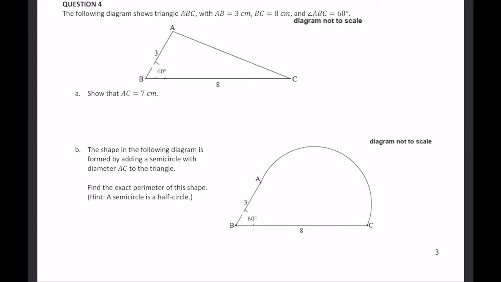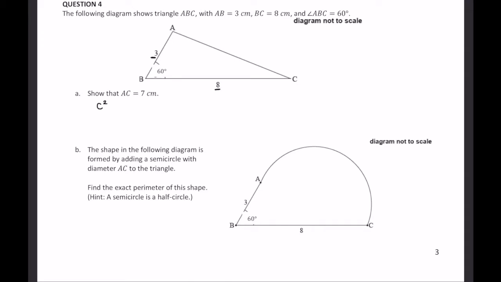Question 4. The following diagram shows triangle ABC with AB equals 3 centimeters, BC equals 8 centimeters, and angle ABC equals 60 degrees. Part A says show that AC is equal to 7 centimeters. So hopefully by now you're able to look at this question and recognize that it is a classic law of cosines question, because you're given two sides and the angle between them and asked to find the third side.